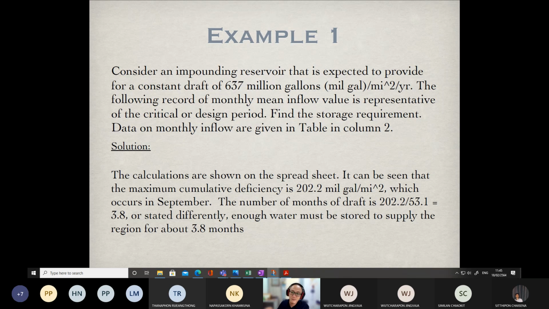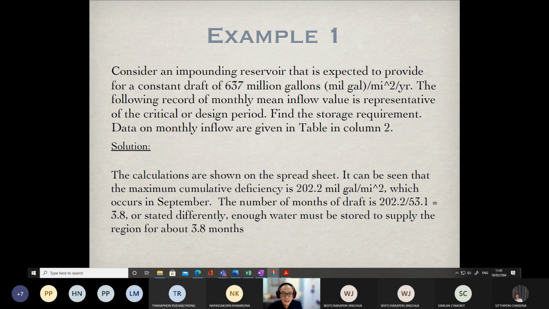Draft is the amount of water withdrawal, 637 million gallons per year. So this is the amount of water that the community needs per year. Okay, 637 million gallons per year.